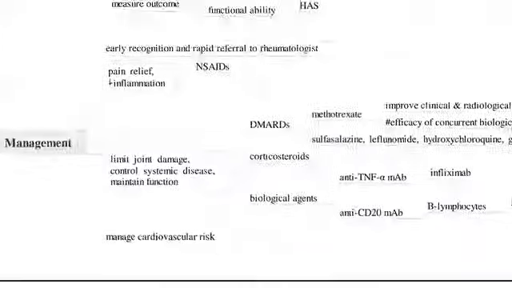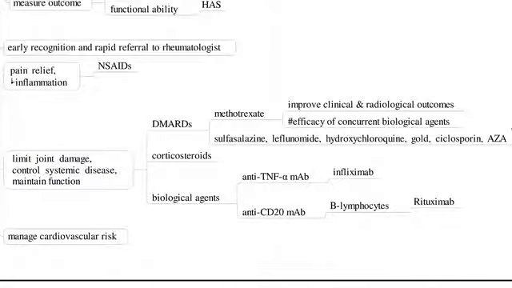Management. The most important part of management is early recognition and rapid referral to a rheumatologist. Non-steroidals can be used for pain relief and to reduce inflammation. And recent trials recommend that disease-modifying agents should be started early, as they can limit joint damage, control systemic disease, and maintain function.